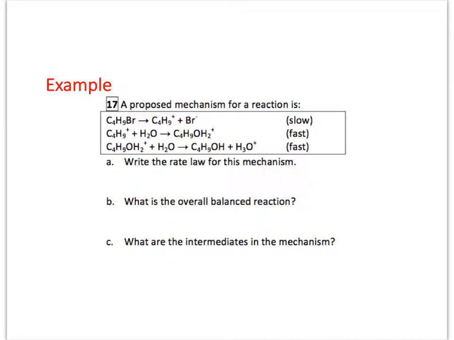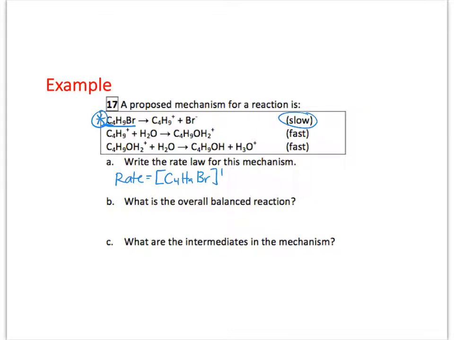Here's another example question. Write the rate law for the mechanism. So now I'm not given the overall reaction. That's actually one of the questions I'm being asked. I can write the rate law though because the rate law is written based on the reactants in the slow step. So this would be rate equals the concentration of C4H9Br, and that would be raised to the first power because it has a coefficient of 1. So that's my rate law.